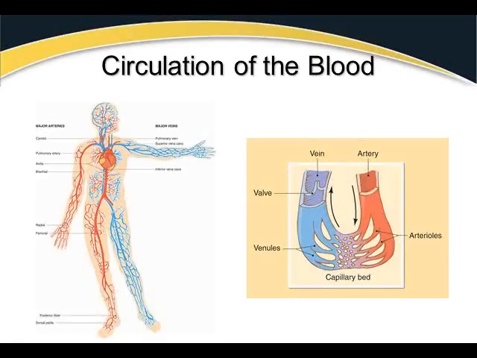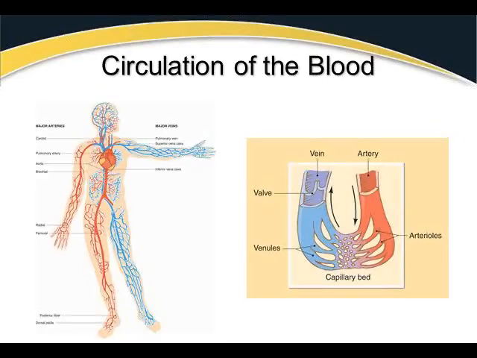Channels it to the venules, and those venules are tiny veins that then merge together to form normal veins, and the veins will then transport that blood back in the direction of the heart. Veins do have valves in them to keep the blood from backflowing because they are low pressure. So in order to just kind of keep it marching in a straight line, they have these valves in place.